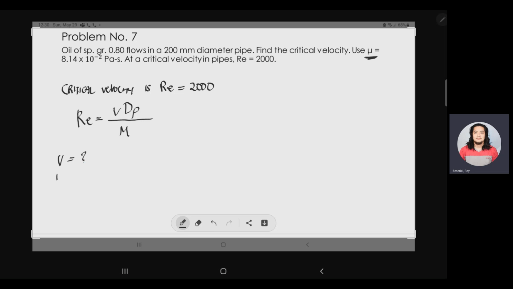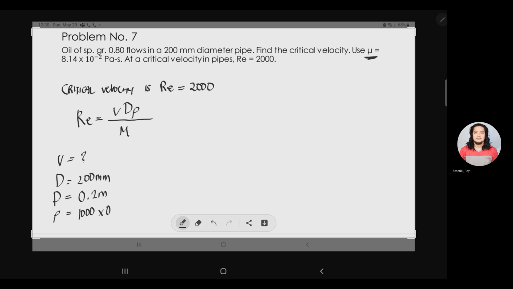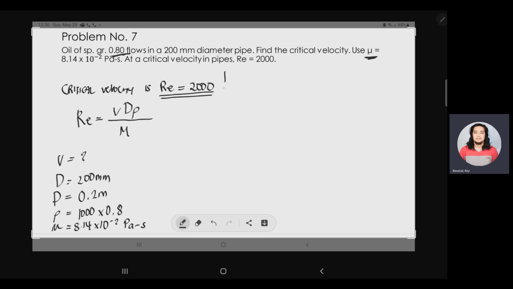Ang ating diameter is 200 mm, so convert sa meter, meron tayong 0.2 meters diameter. And then yung ating rho is oil ito, so 1,000 times 0.8 na specific gravity. Tapos, ang ating absolute viscosity na 8.14 times 10 to the power of -2 pascals second. Tapos yung ating critical velocity, RE is 2,000. So input na natin lahat dito sa formula.